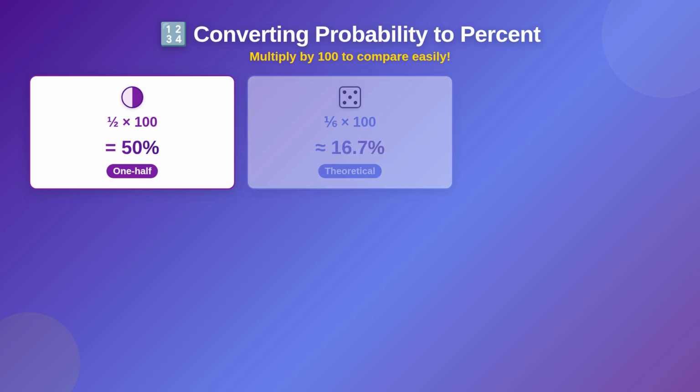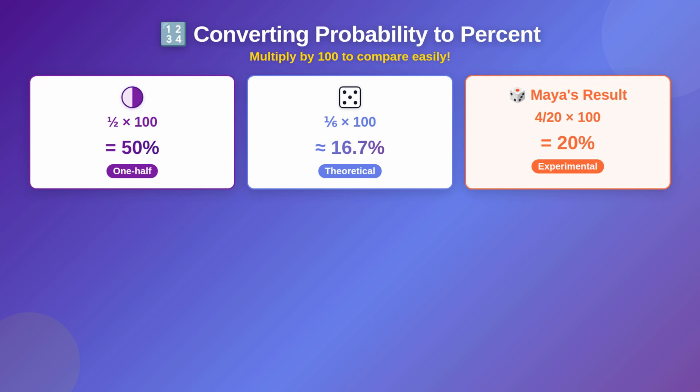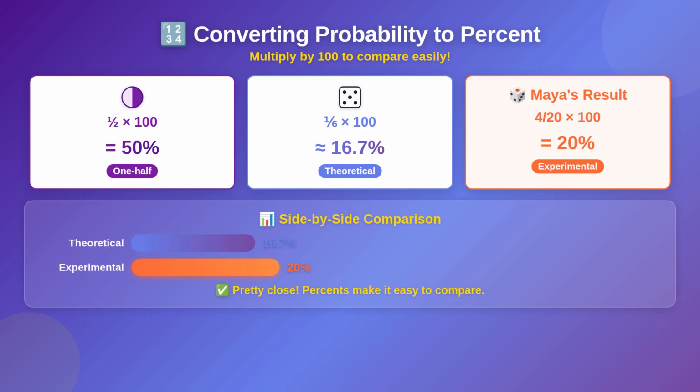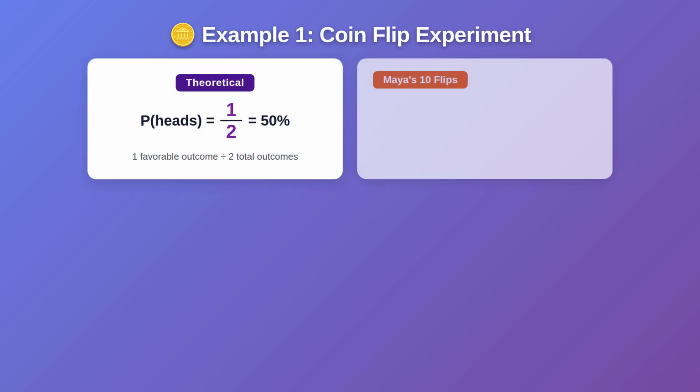Here's a super useful skill, converting probability to a percent. You just multiply by 100, so 1/2 becomes 50%. 1/6 becomes approximately 16.7%. This makes it really easy to compare theoretical and experimental probability side by side. If Maya's experimental result after 20 rolls is rolling a 4 exactly 4 times, her experimental probability is 4 divided by 20, which equals 1/5, or 20%. Compare that to the theoretical 16.7%. Pretty close. Percents are your best friend when analyzing probability results.